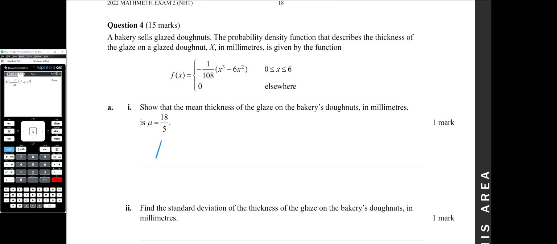Right, show that the mean thickness of the glaze on the bakery's donuts is mu equals 18 over 5. Okay, so mu is equal to, this is the mean, so it's E of X, and all we need to do is show the integral from 0 to 6 of x multiplied by f of x with respect to x. So you simply take your function and multiply it by x and then integrate. So shift plus integral from 0 to 6 of x times, and you can press var f of x and then go all the way to dx, and there you have it, equals 18 over 5. That's exactly what they wanted. Job done.